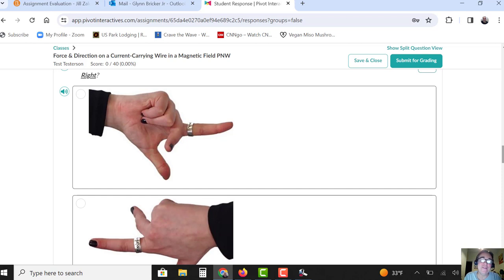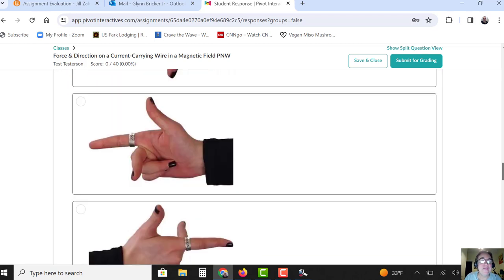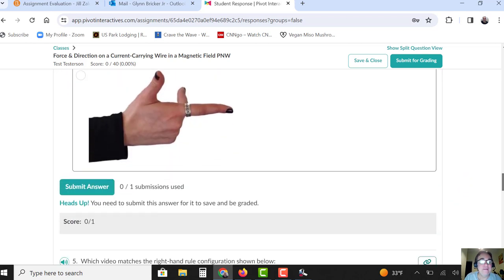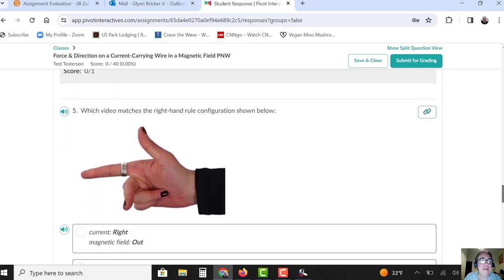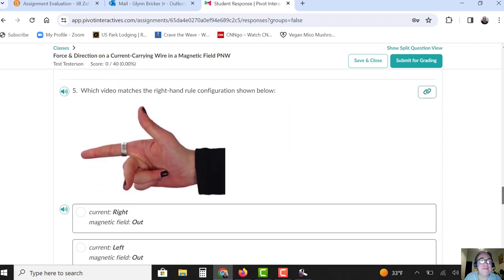It's flipped around from me to you. You're in a different perspective. Just line those things up, and you'll see which way the force has to be. Okay, and then you can pick it here. All right, excellent. And then which video matches this configuration?